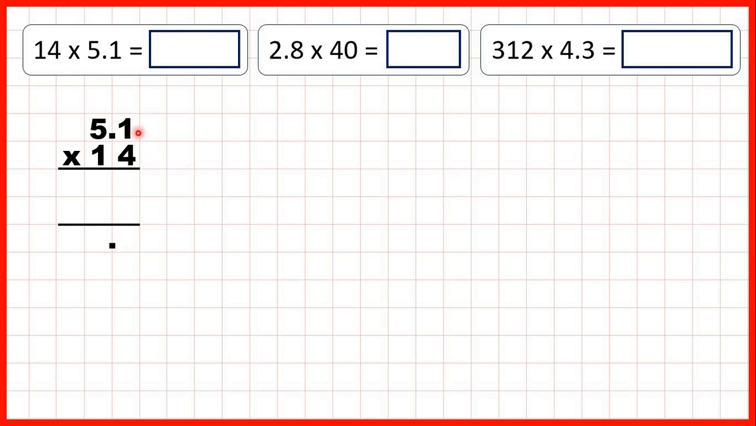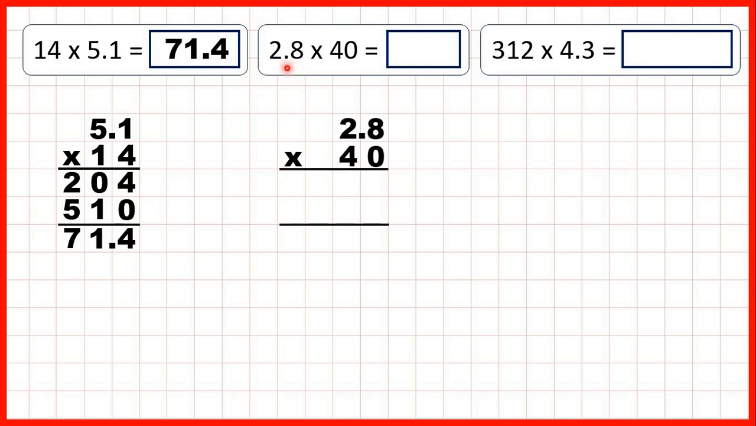Now we can just multiply in the same way as if we had 51 times 14. 1 times 4 is 4, 5 times 4 is 20. Now we can write a 0 in our second answer line. 1 times 1 is 1, 5 times 1 is 5. So we can add up our answer lines, and that gives us 71.4 as our answer.